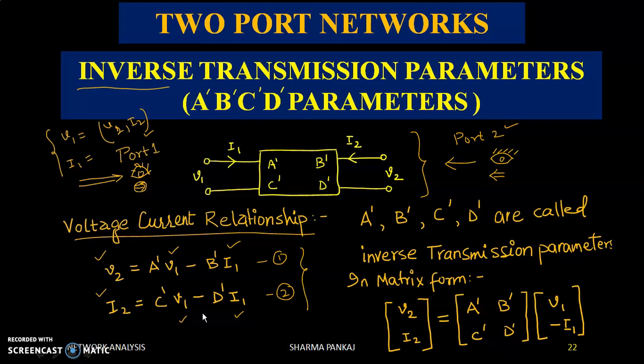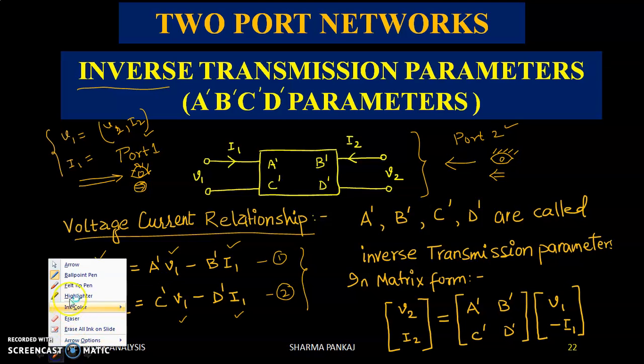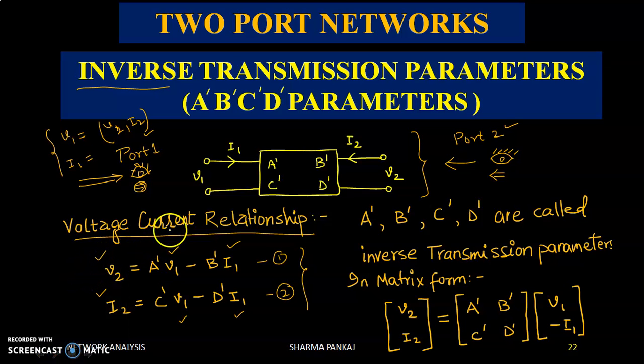We have learnt transmission parameters or ABCD parameters in the previous video of Two Port Networks. The voltage current relationship of the transmission parameter was written from port number 1. When it was written from port number 1, I2 was considered as outgoing because it was load.